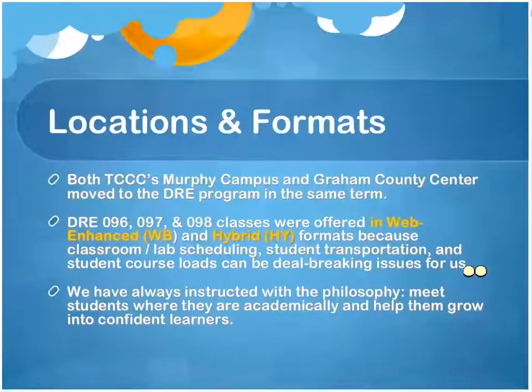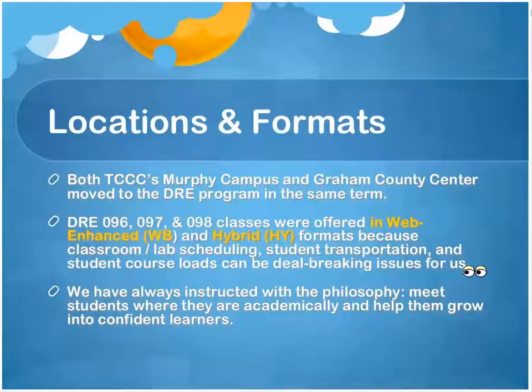We decided to do all three of the DREs, 96, 97, and 98. We chose web-enhanced formats and hybrid formats pretty much because of scheduling. With a small school, we have limited space. Our students sometimes have real transportation issues just to get to campus, which could also mean they have trouble with computer access. Student course loads can be very deal-breaking if someone is working all day in a restaurant and having to come to an evening class. So we have to be real sensitive to our population, and the way we go about our scheduling is always a big consideration.